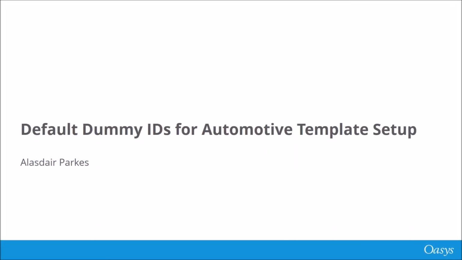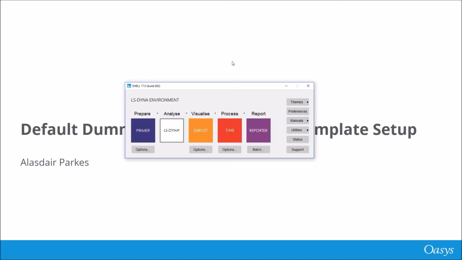Now I'd like to talk about some improvements we've made specifically to accelerate the Automotive library template setup. But we've actually noticed an issue with the version 17.0 release. So in order to get this feature to work, you need to set a preference so that Reporter starts in the right directory. Now, this is one of the preferences you can't actually set from Reporter, but you can set from any of the other programs. So I'm going to set it from Shell.